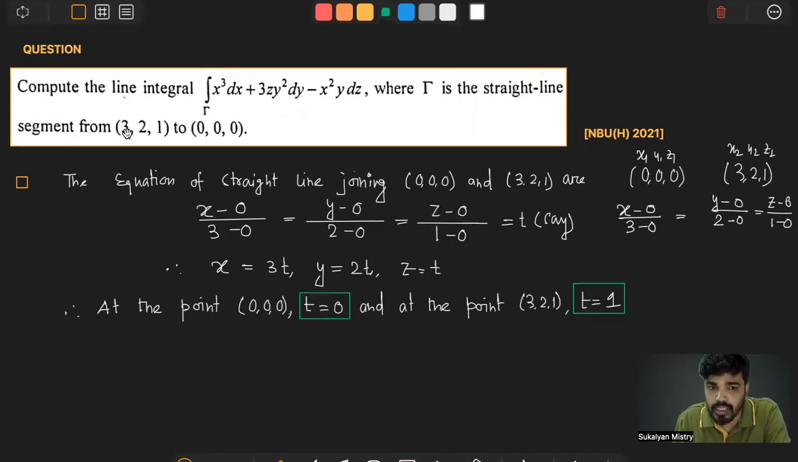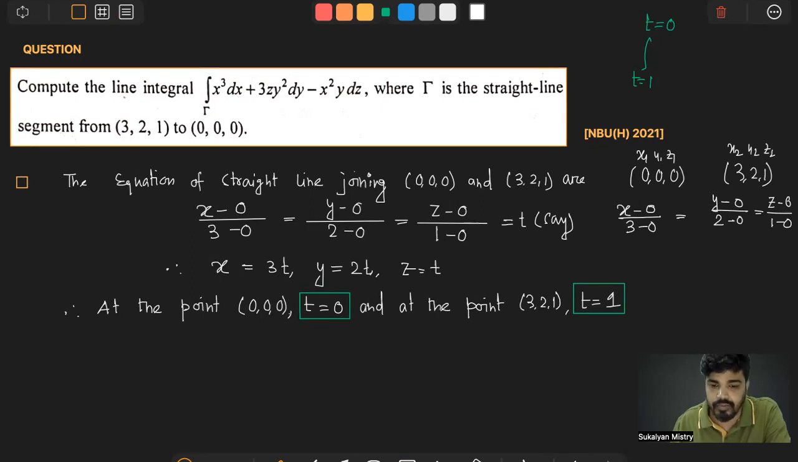It should be noted that here it is said from 3, 2, 1 to this. That means you should never apply the lower limit concept here, because the limits are from 3, 2, 1 to 0, 0, 0, that means t is equal to 1 to t is equal to 0. When do you get the point 3, 2, 1? For t is equal to 1. When do you get this point? For t is equal to 0. So that means t is equal to 1 to t is equal to 0.